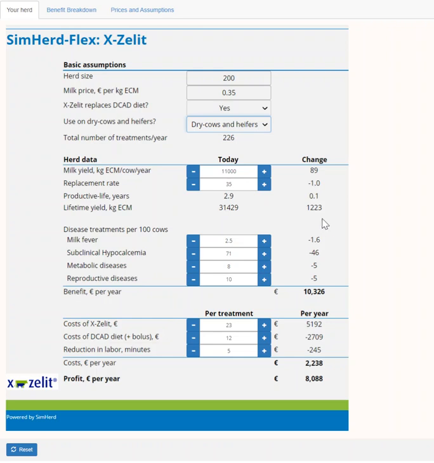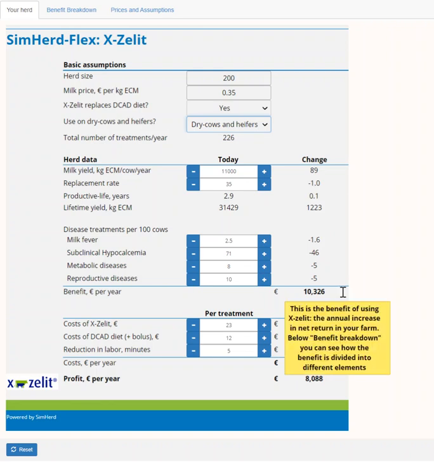And then as a consequence of this X-Zelit strategy, we have an increase in milk yield, reduction of replacement rate with 1%, and thereby a longer productive life and higher lifetime yield, and a reduction in these diseases, less milk fever, etc. And you can say that it is exactly this reduction in diseases that explains the higher milk yield and lower replacement rate. That's exactly what SimHerd is capable of estimating, the relationship with diseases and production, and of course with the benefit per year.